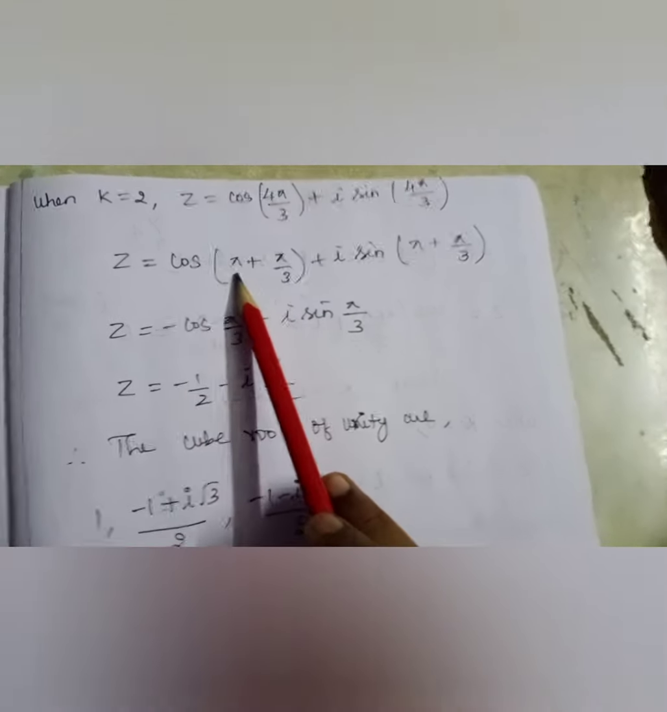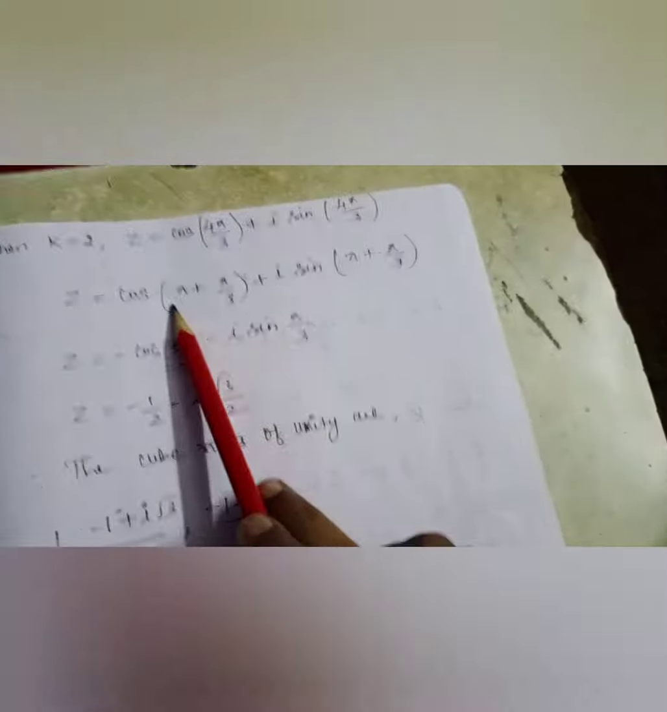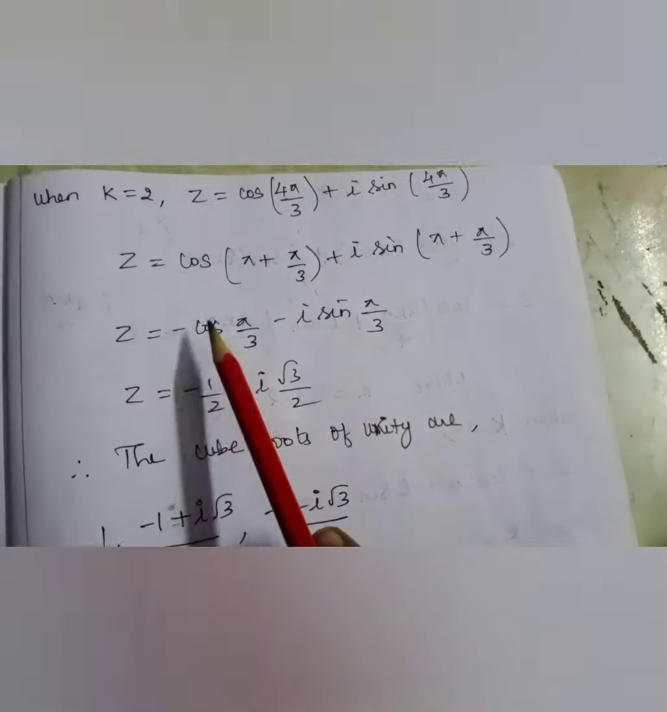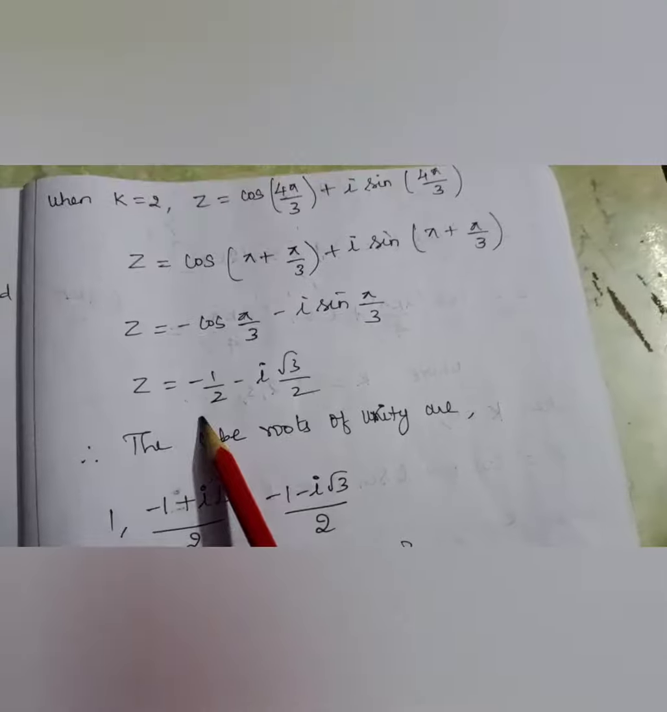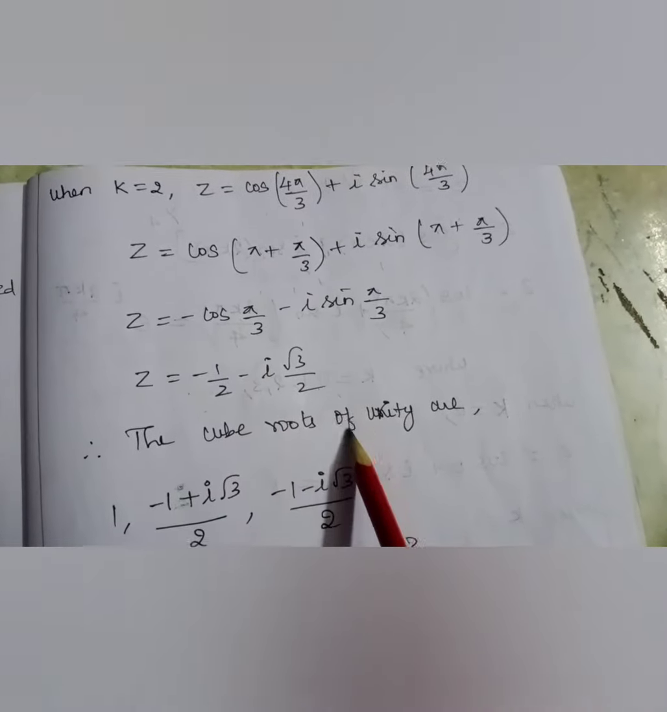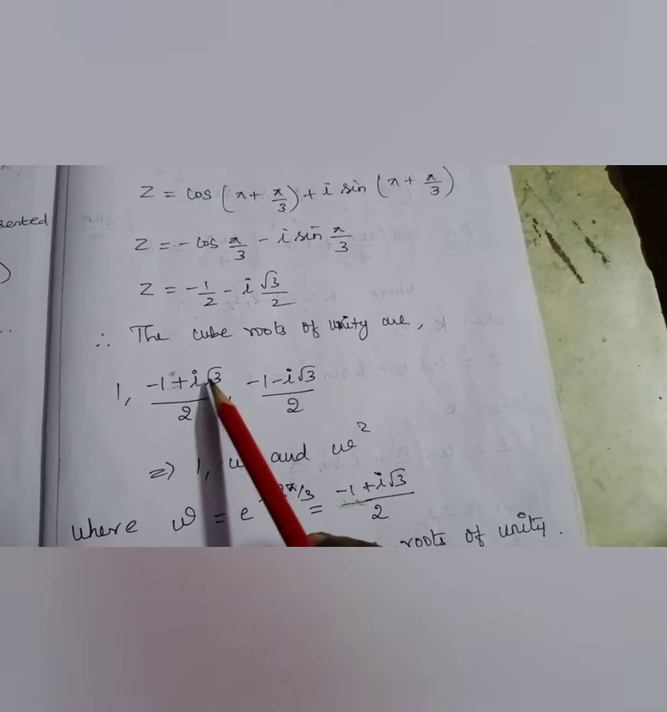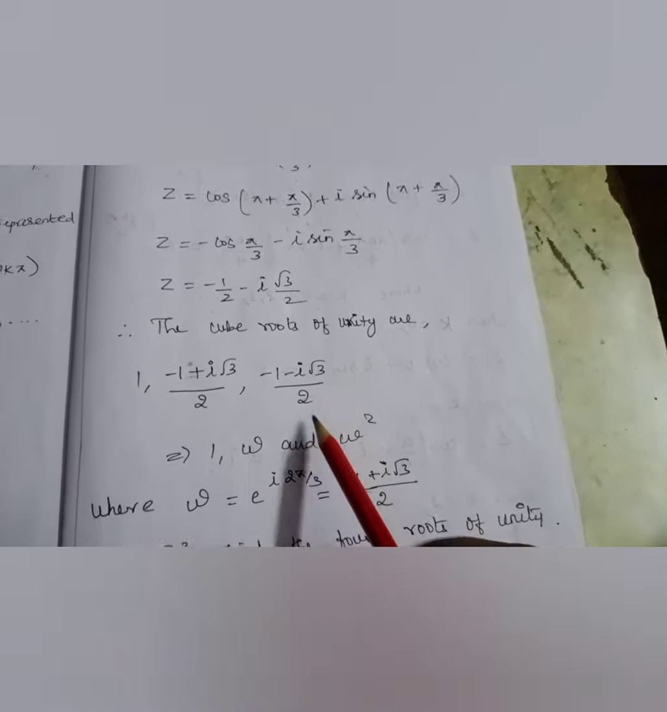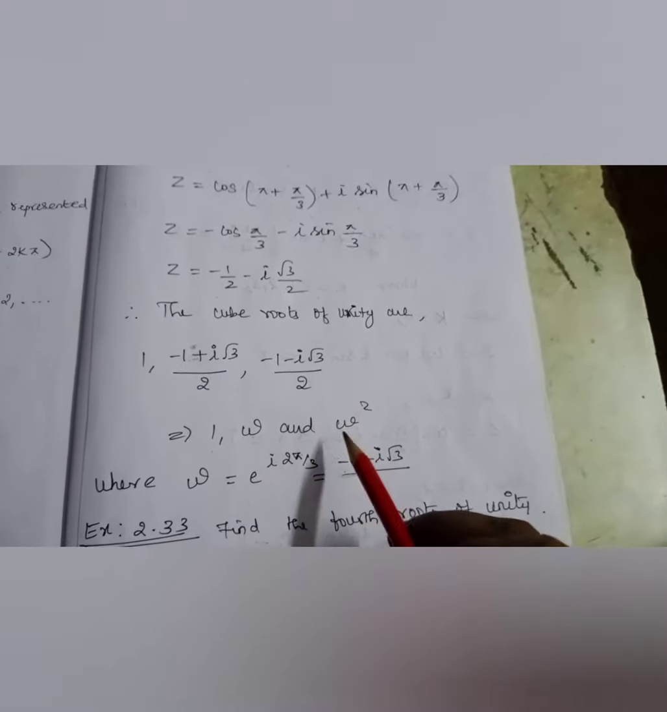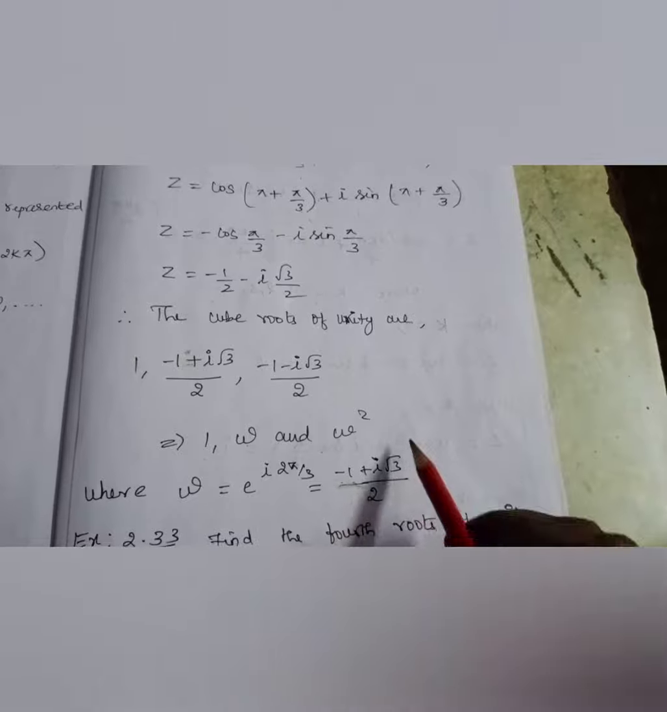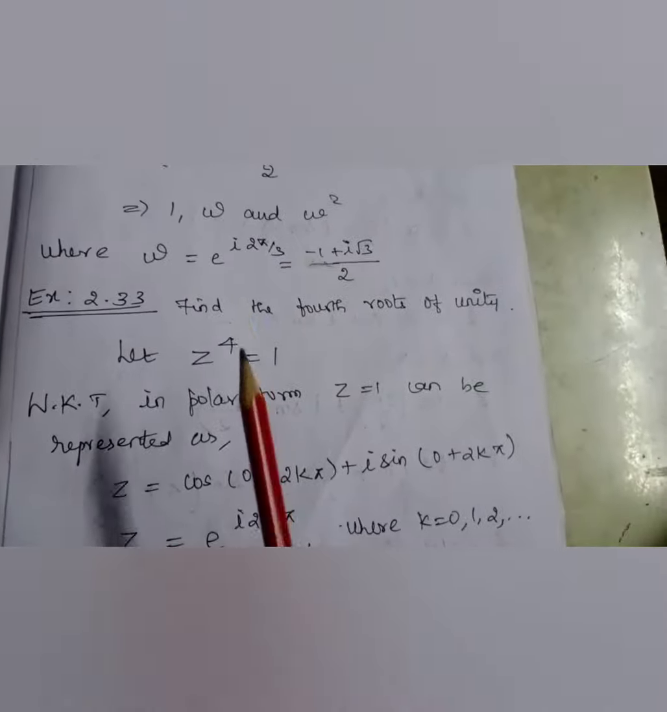Now what is cos of pi plus theta, children? Cos of pi plus theta is minus cos theta. So minus cos pi by 3 plus i sin pi by 3, which is equal to minus 1 by 2 minus i root 3 by 2. Therefore the cube roots of unity are 1, minus 1 plus i root 3 by 2, minus 1 minus i root 3 by 2, which is nothing but 1, omega and omega square, which means omega is taking the value minus 1 plus i root 3 by 2.